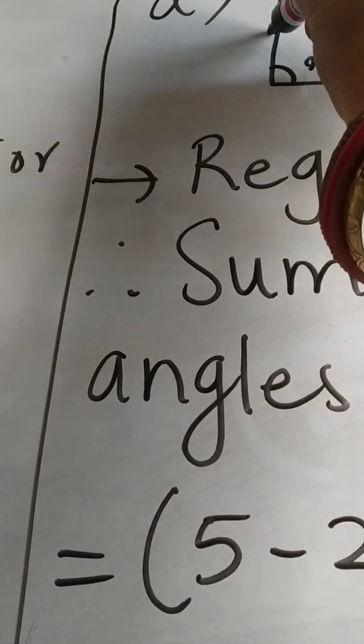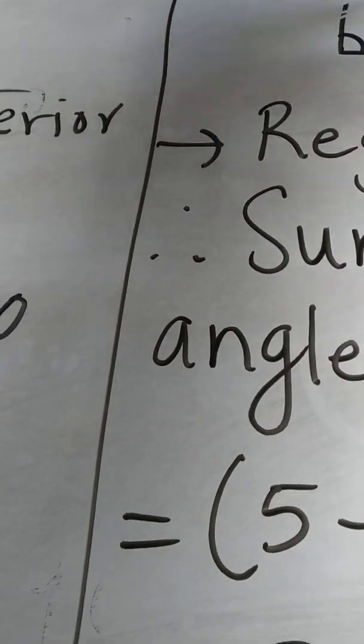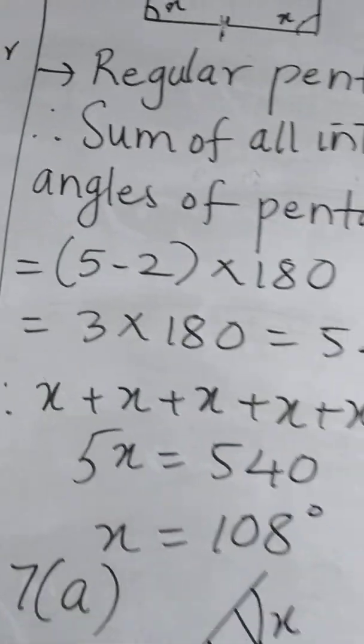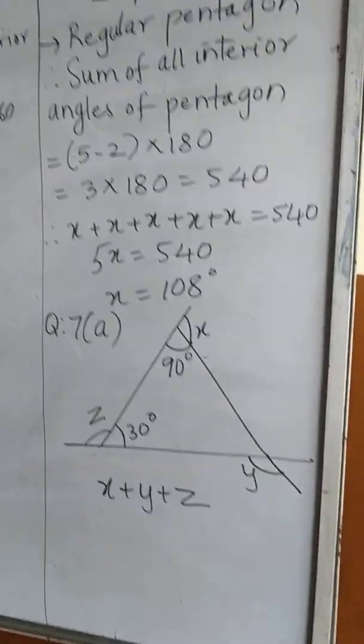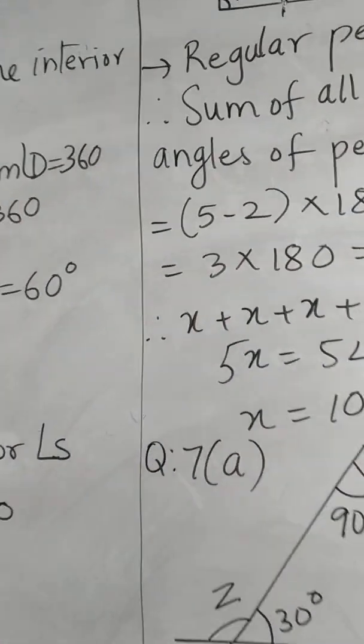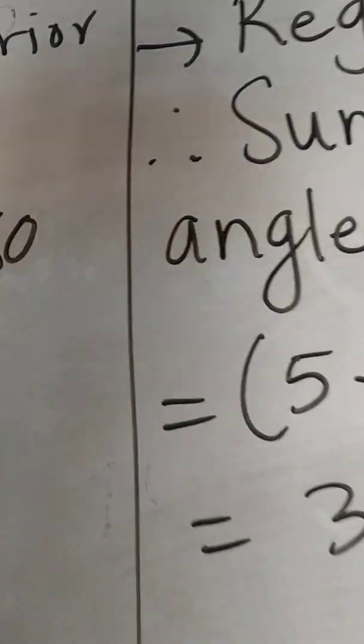Now, I am making this symbol. This symbol is used for marking sides as equal. When all the sides are equal, we mark this way.